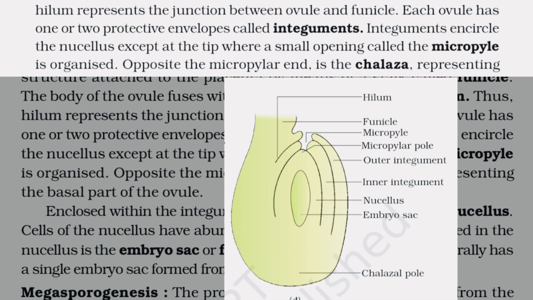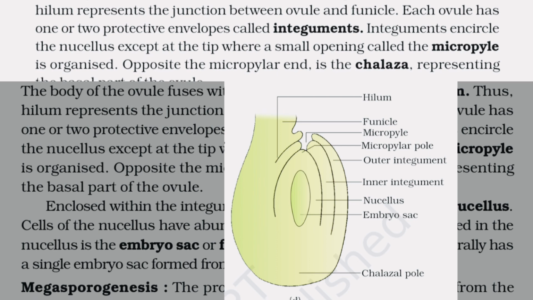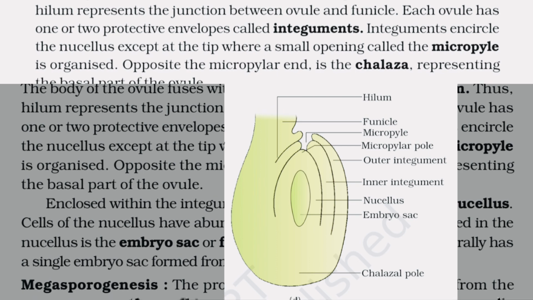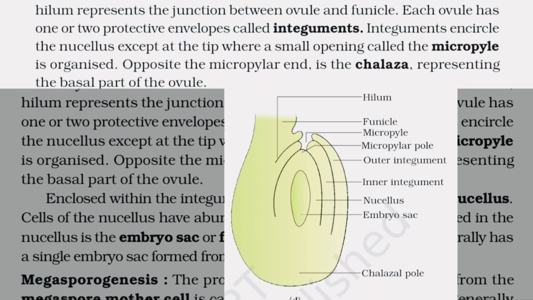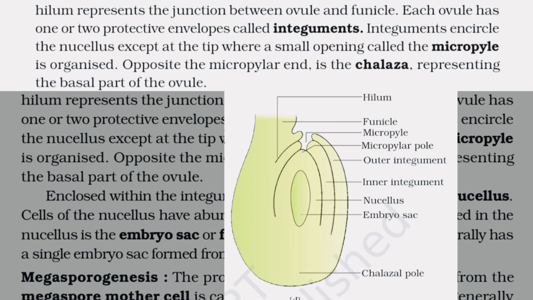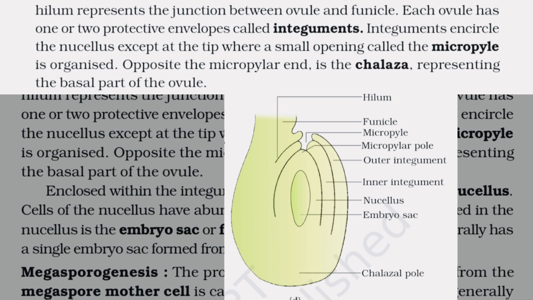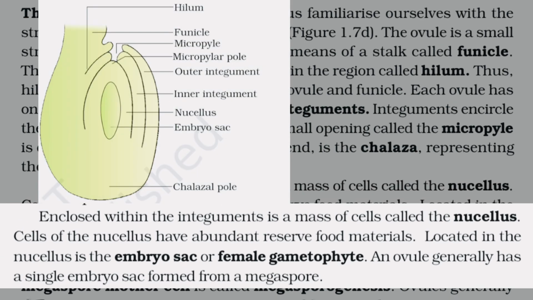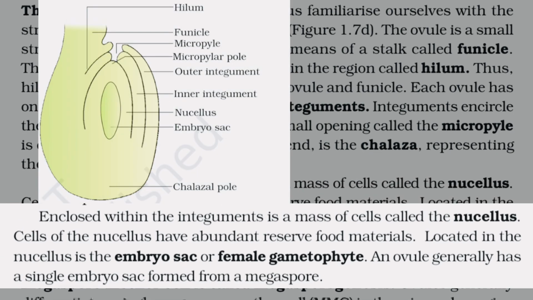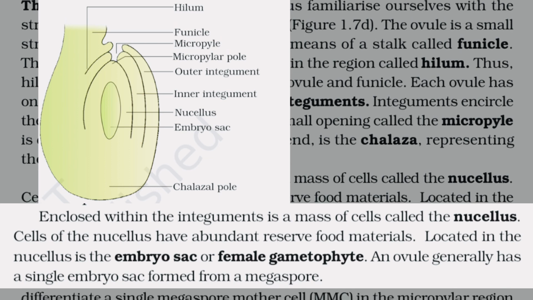Each ovule has one or two protective envelopes called integuments. Integuments encircle the nucellus except at the tip where a small opening called the micropyle is organized. Opposite the micropylar end is the chalaza, representing the basal part of the ovule. Enclosed within the integuments is a mass of cells called the nucellus. Cells of the nucellus have abundant reserve food materials.